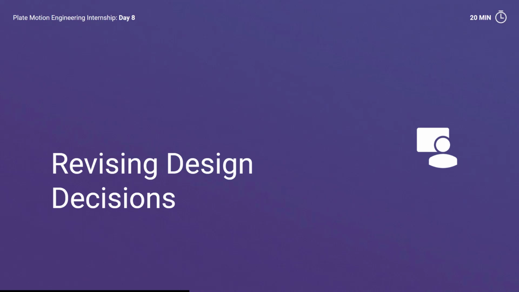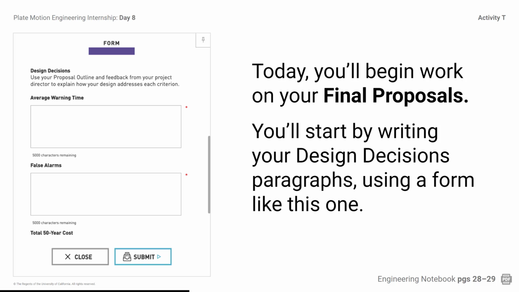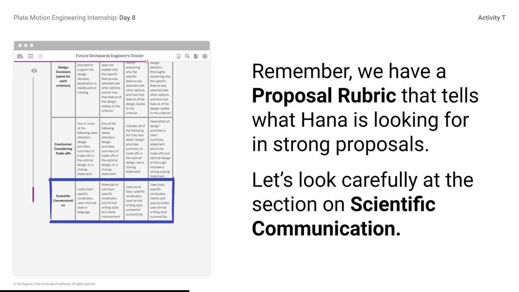Revising design decisions. Today you'll begin your work with final proposals. You'll start by writing your design decisions paragraphs using a form like this one. You will use your notes and feedback from the project director as a guide. Remember, we have a proposal rubric that tells what Hannah is looking for in strong proposals.